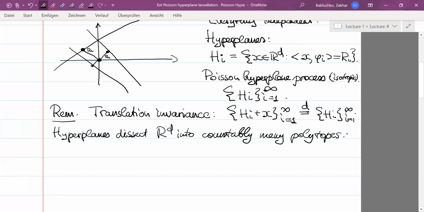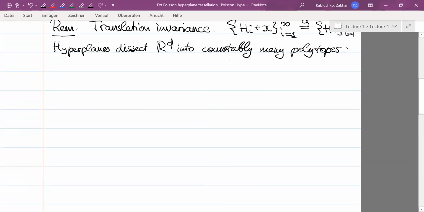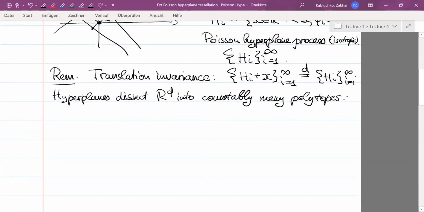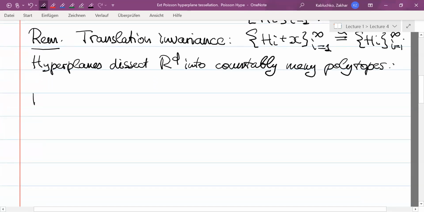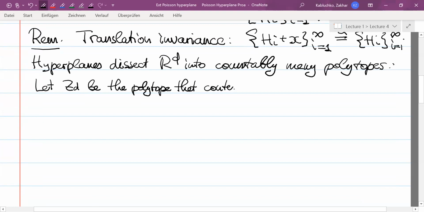This is called the Poisson hyperplane tessellation, and we shall be interested in one of the cells, namely the cell that contains 0. So let Z, where d is the dimension, be the polytope that contains 0, the origin. It is called the Poisson zero cell.